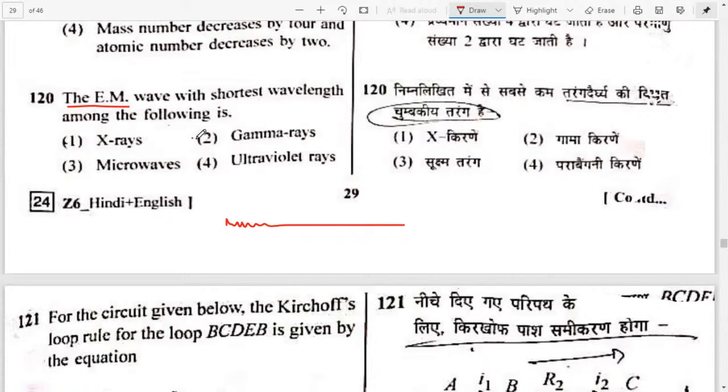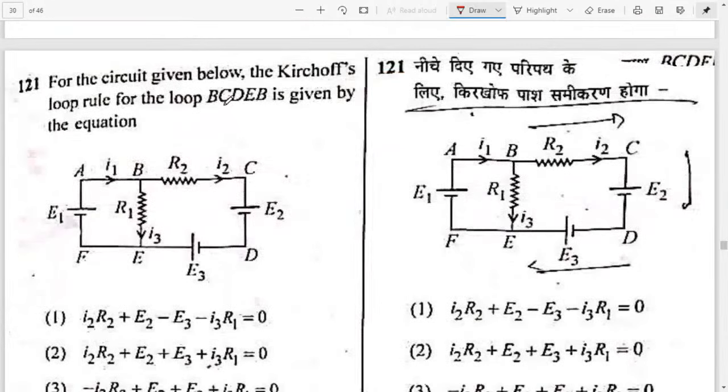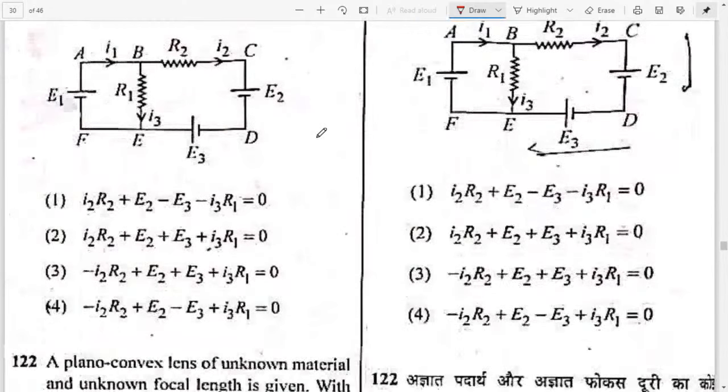So option number 2 is correct option, students. Gamma rays are shortest waves. That means these gamma rays are going to have highest energy, right? Option number 2 is correct option, students. Next, for the circuit given below, the Kirchhoff loop rule for the loop B, C, D, E and B is given by the equation. It is 1. Option number 1 is correct option, students.